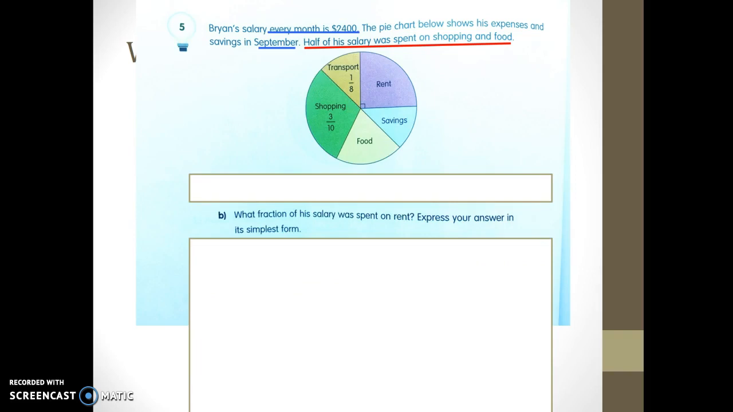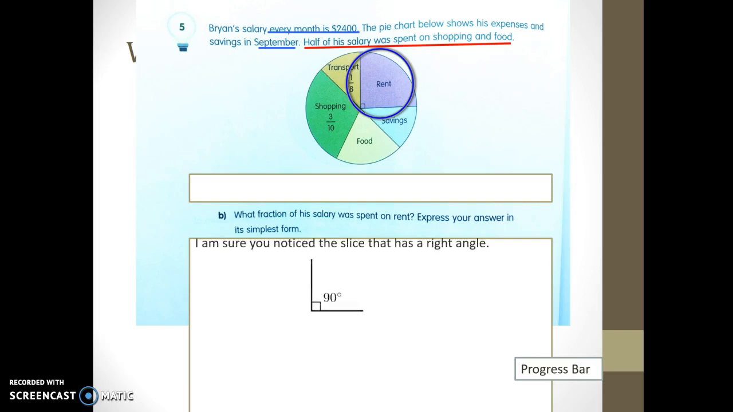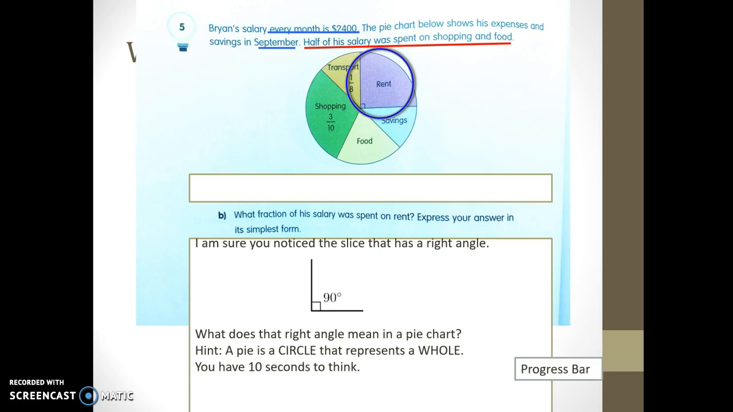Next, what fraction of his salary was spent on rent? Express your answer in the simplest form. Alright, that's the part that represents rent. I'm sure you notice that there is a right angle here. Okay, now I have a little question for you. What does that right angle mean in a pie chart? Hint, a pie is a circle that represents a whole. So what does that 90 degrees represent in the whole?